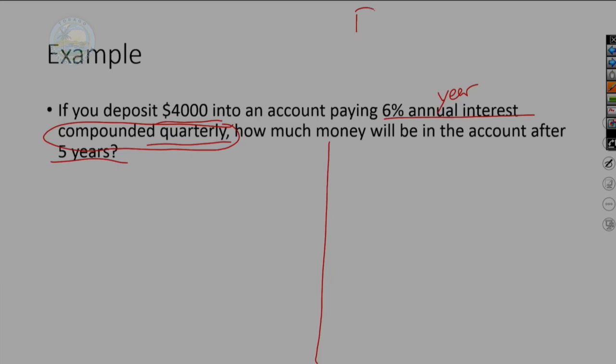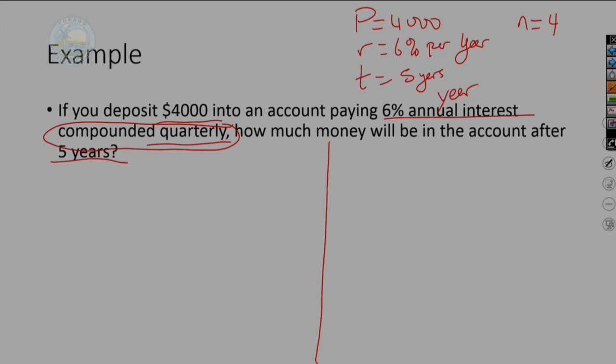So the principal we have is 4,000. The rate is 6% per year. The time is 5 years. But the compound period is quarterly. So, which means that since we're talking about years, the compound period is 4 times a year. Yeah? So, let's go.